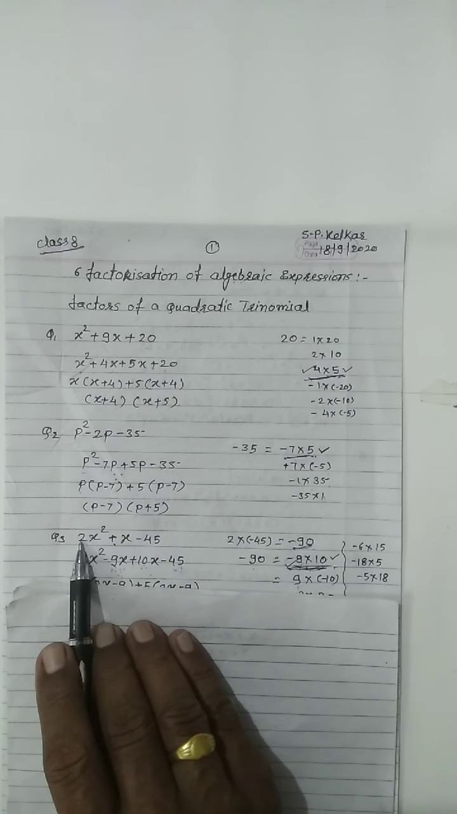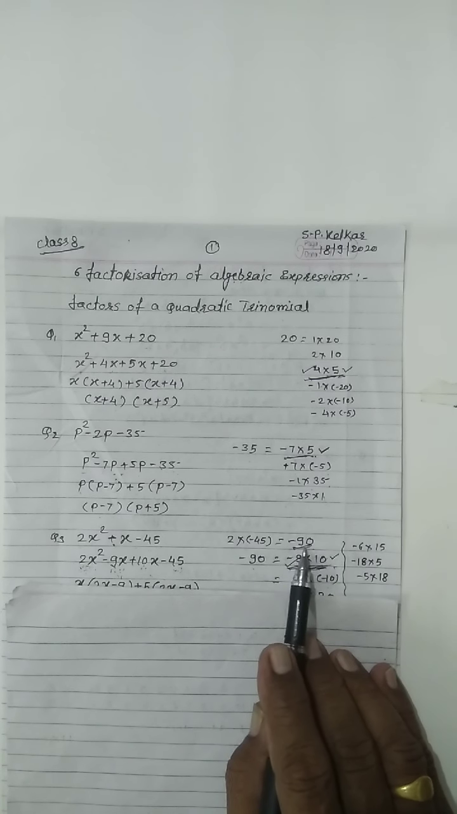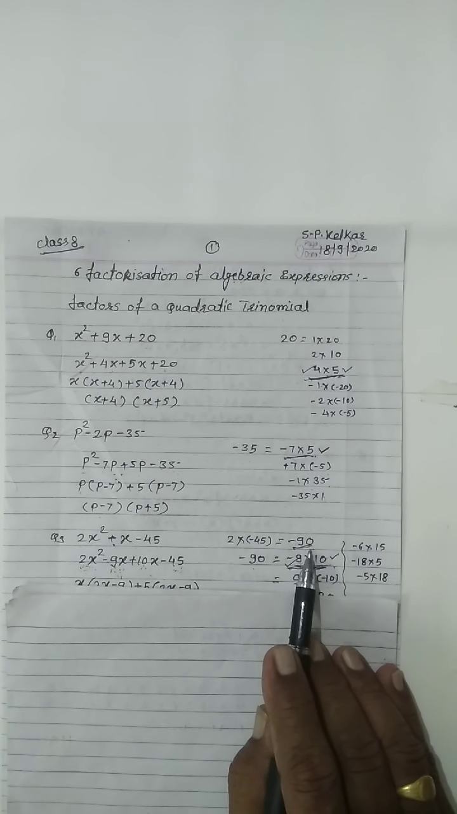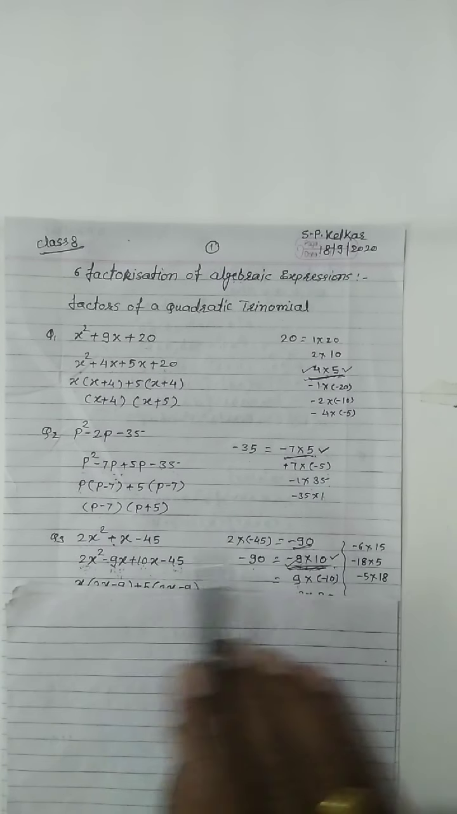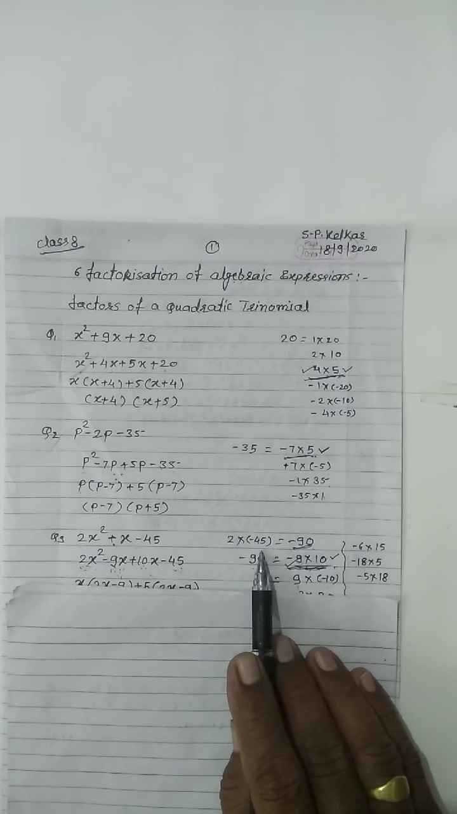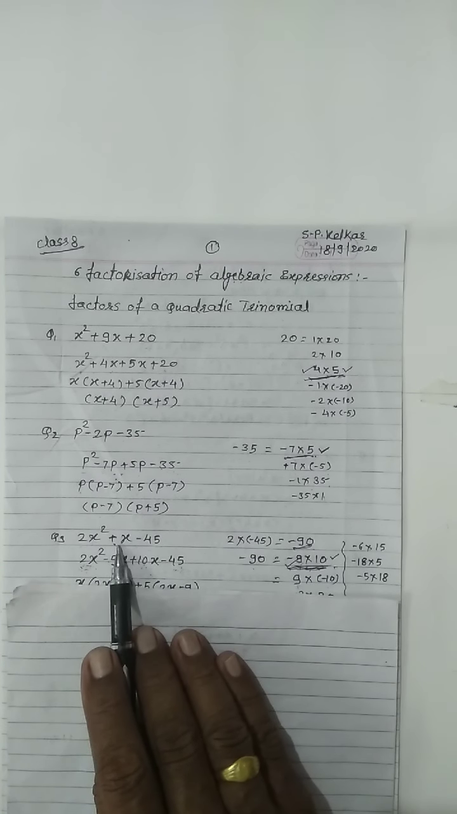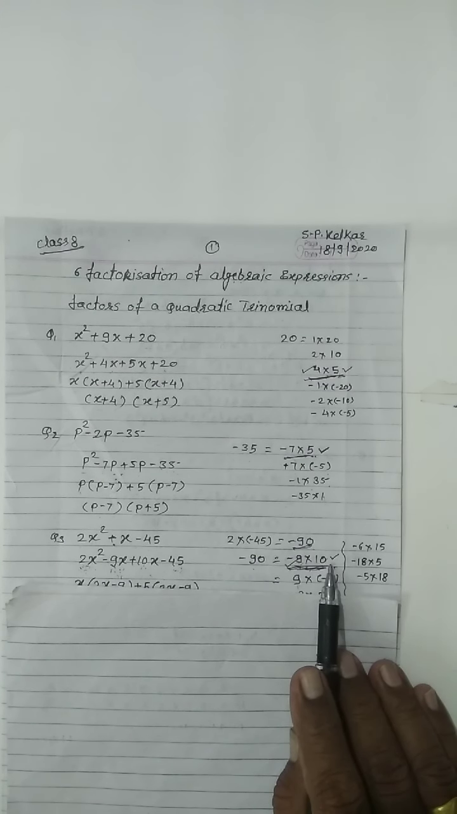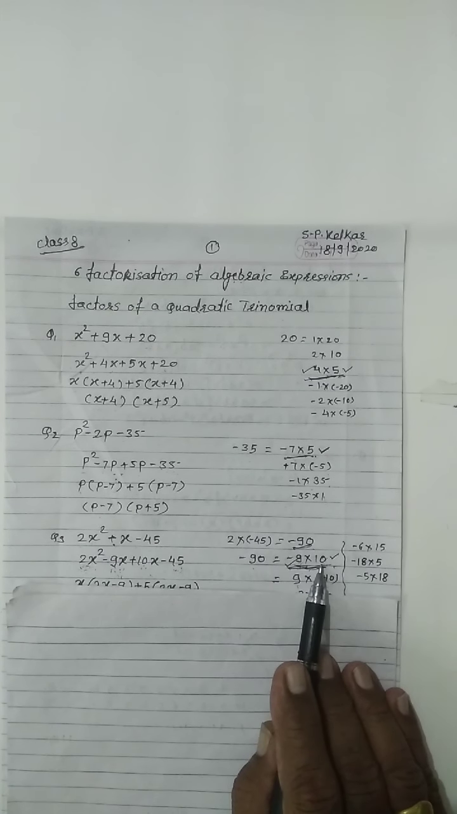Now the coefficient of the square term is 2, so take the product of this and the constant term, which is minus 90. Then find the factors of this minus 90. Those factors are useful for this example. See here, 2 into minus 45 is minus 90. Then we want the middle term coefficient, which is 1. So we take another pair: minus 90 is nothing but minus 9 into 10.